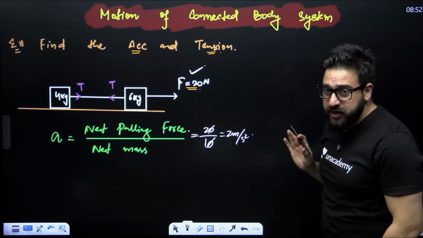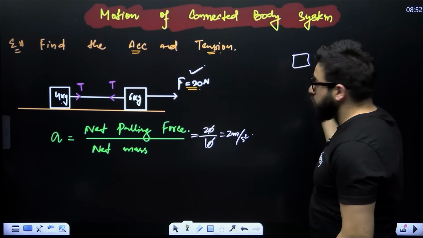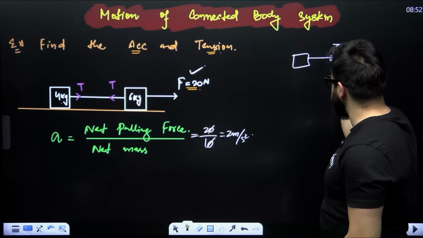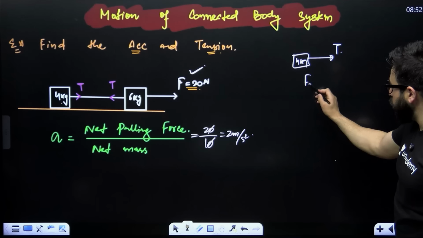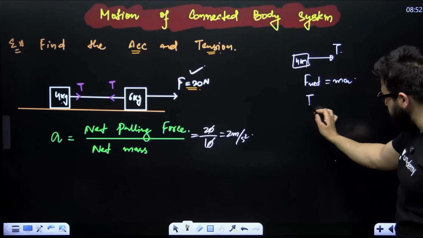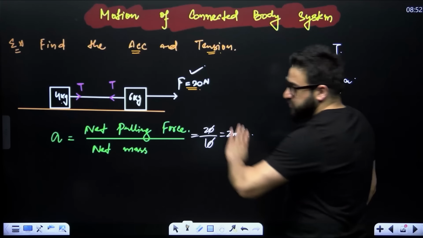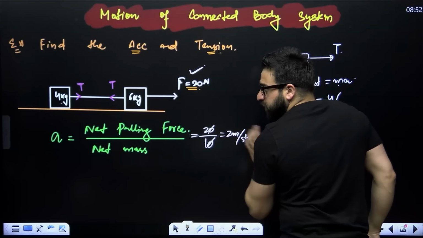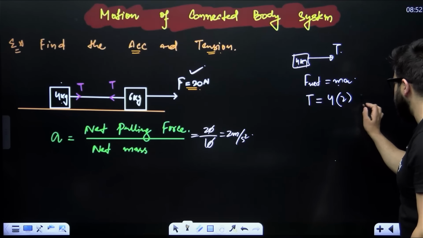Now, if they ask you the tension, consider any block. Let's suppose we'll consider the 4 kg block. What is the force acting on this? That is tension T. This is 4 kg. Now use Newton's second law. Net force is equal to mass into acceleration. Net force is how much? T. Mass of this block is how much? 4. Acceleration. This is the acceleration of the entire system. This is a connected system. So this will have the same acceleration too. So that will be 8 Newton.